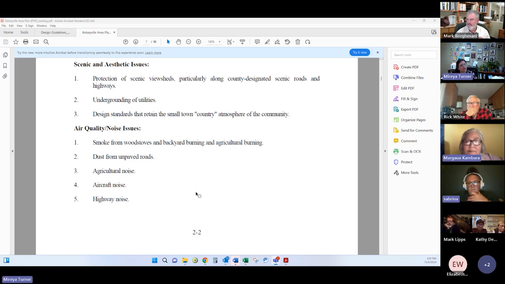Okay. So do you think we should remove the ag noise, aircraft noise, and highway noise and smoke, but keep dust from unpaved roads? Okay. Remove smoke, ag noise, aircraft noise, highway noise. Okay. Light pollution under either of those two. I could make an argument that it could go on the scenic list. I'm going to put that under scenic. Dark sky preservation, and scenic.